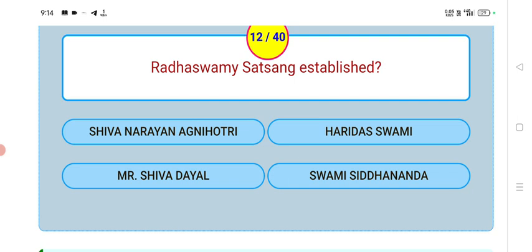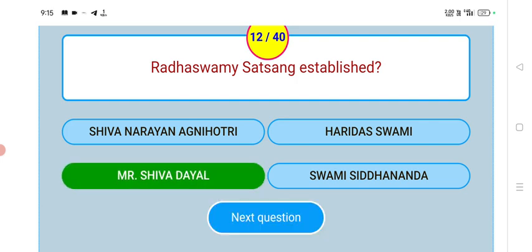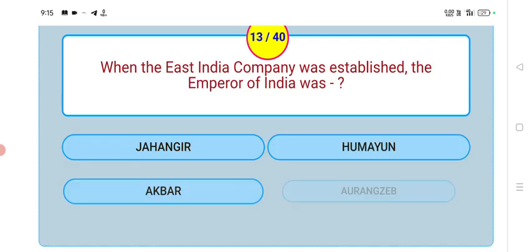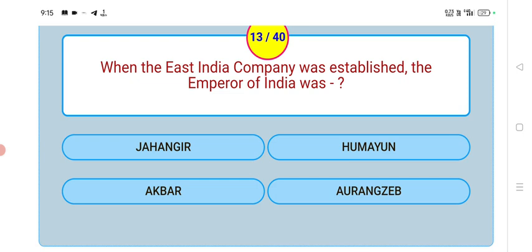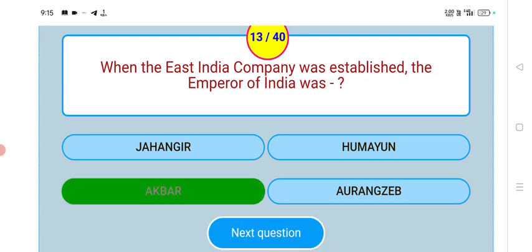Next, Radhaswami Satsang was established by whom? Answer, Shiv Dayal. Radhaswami Satsang was established by Shiv Dayal. Next, when the East India Company was established, the Emperor of India was? Akbar. When the East India Company was established, the Emperor of India was Akbar.